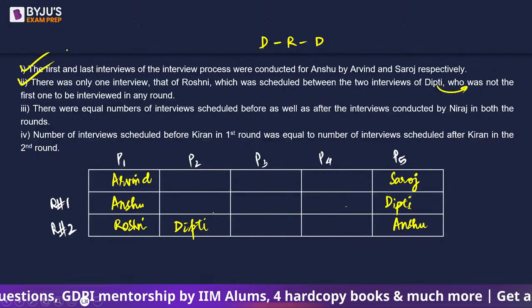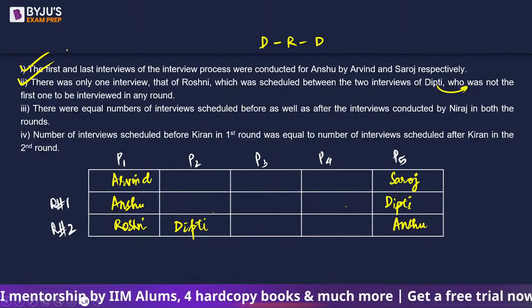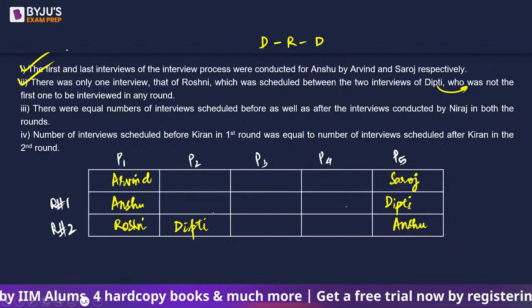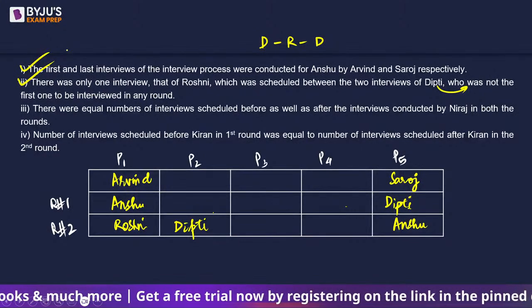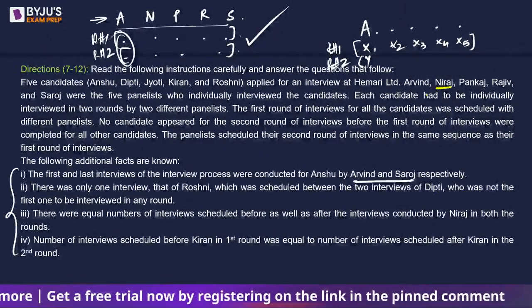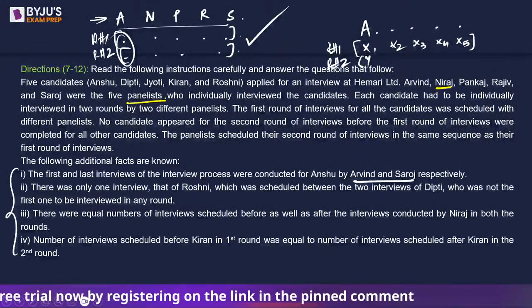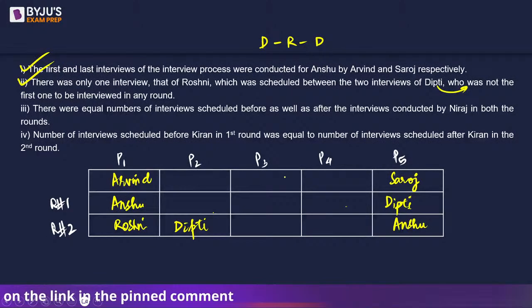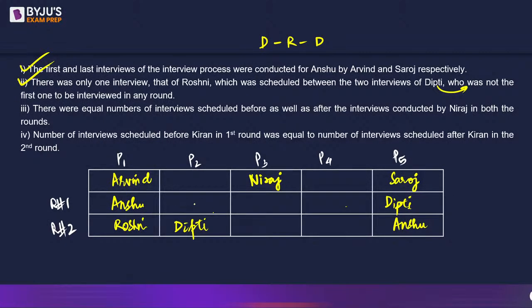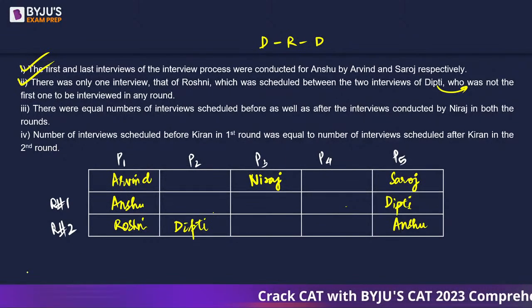Now, there were equal number of interviews scheduled before as well as after the interviews conducted by Neeraj in both the rounds. So, Neeraj is the interviewer, isn't it? Right? He is the panelist. So, Neeraj से पहले जितने interviews हुए उतने ही बाद में हुए in the first round. So, can we be sure कि Neeraj is going to be at the center? So that in the first round, there are 2 interviews that happened before Neeraj's interview, and then 2 interviews after that. Second round, maybe this is true.